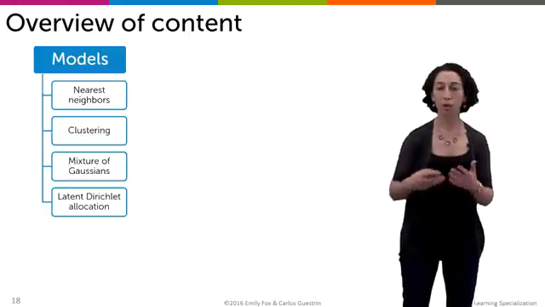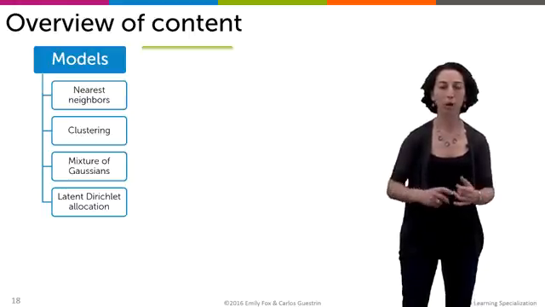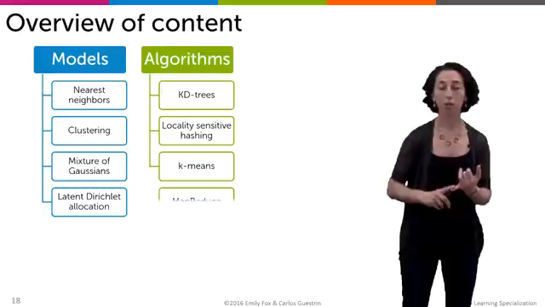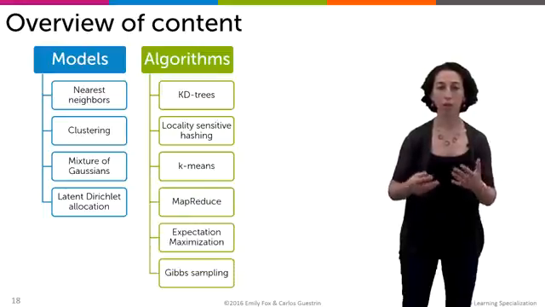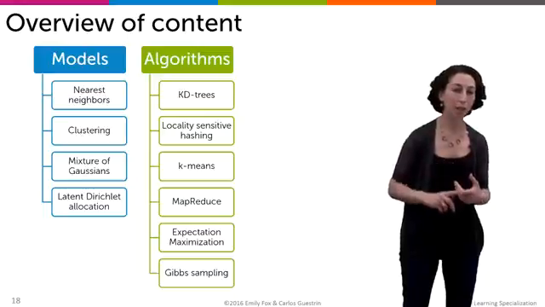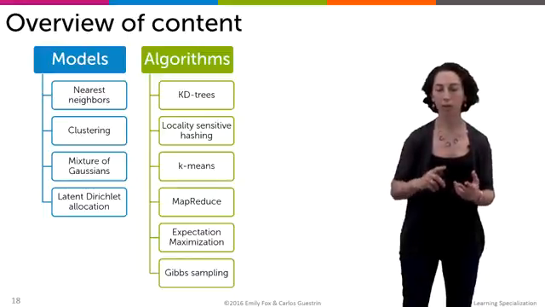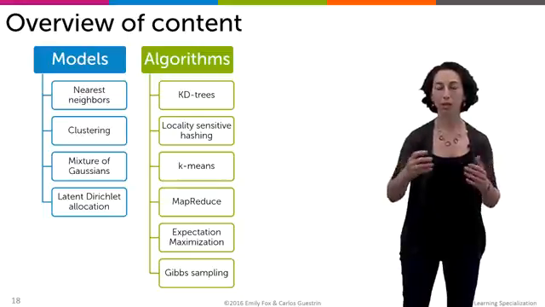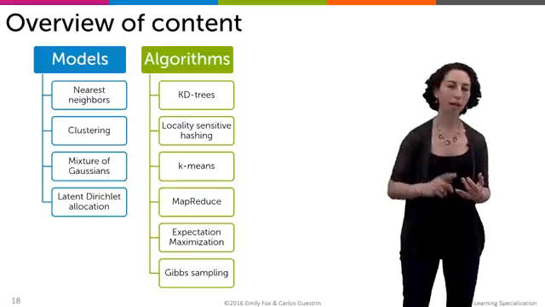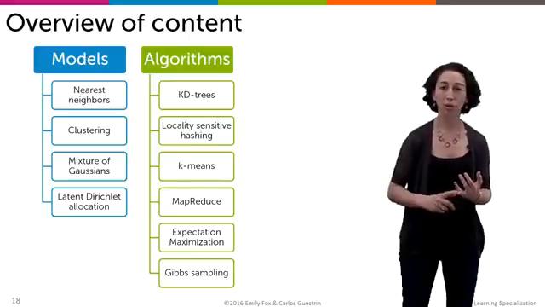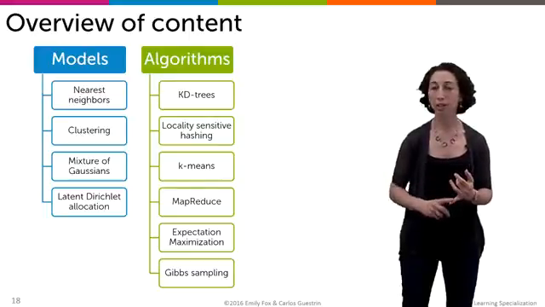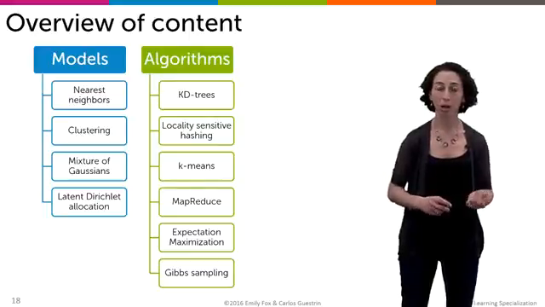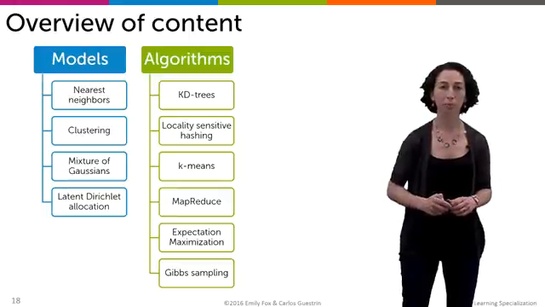Then we're going to go through a number of algorithms associated with these models, like KD trees as an efficient data structure for performing our nearest neighbor search, locality-sensitive hashing, k-means as a way of doing our clustering, as well as MapReduce, which we mentioned is a means of parallelizing our algorithms to scale them up, expectation maximization for inference in our mixture models, and finally Gibbs sampling for inference in our latent Dirichlet allocation model.